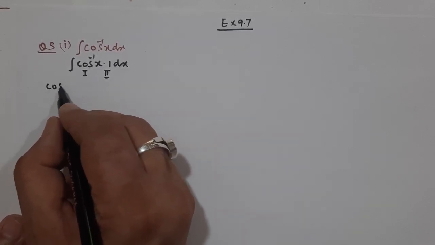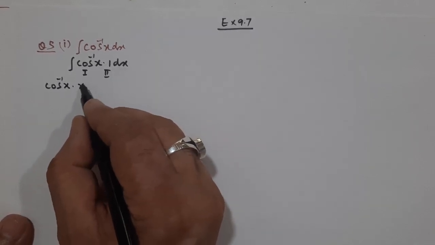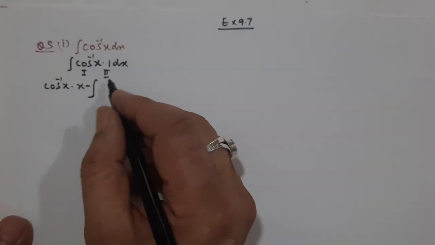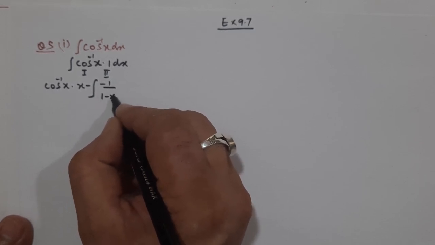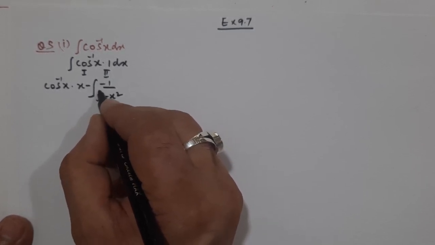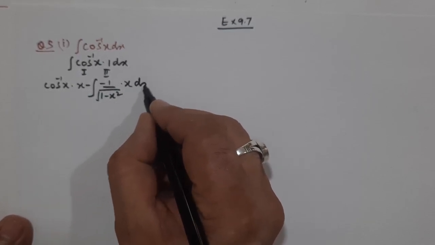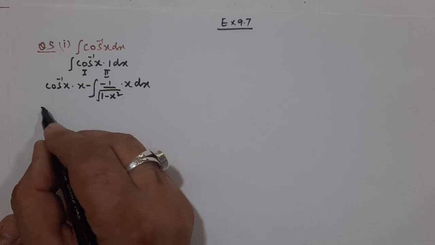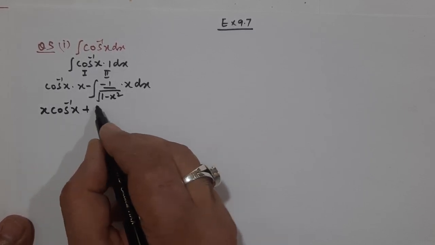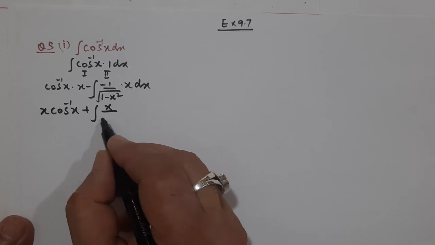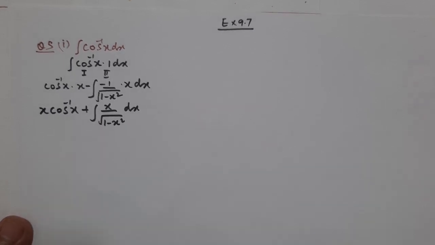Now integrate by using integration by parts. Integral of second function is x, minus integral of derivative of first. So we can write derivative of cos inverse x is minus 1 upon under root 1 minus x square, into x dx, like this. So what we get? x cos inverse x plus integral of x upon under root 1 minus x square dx.